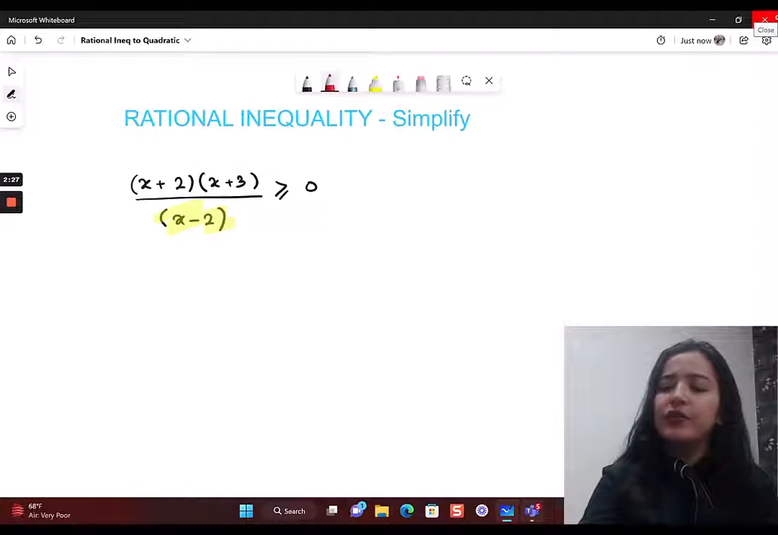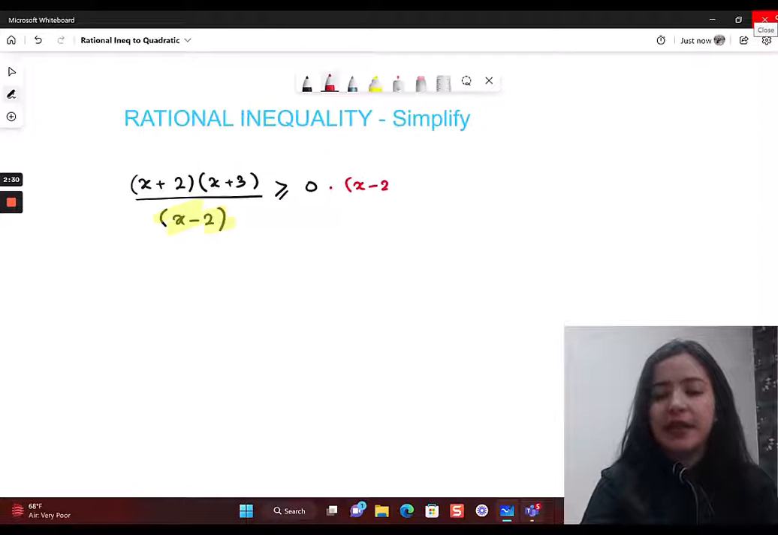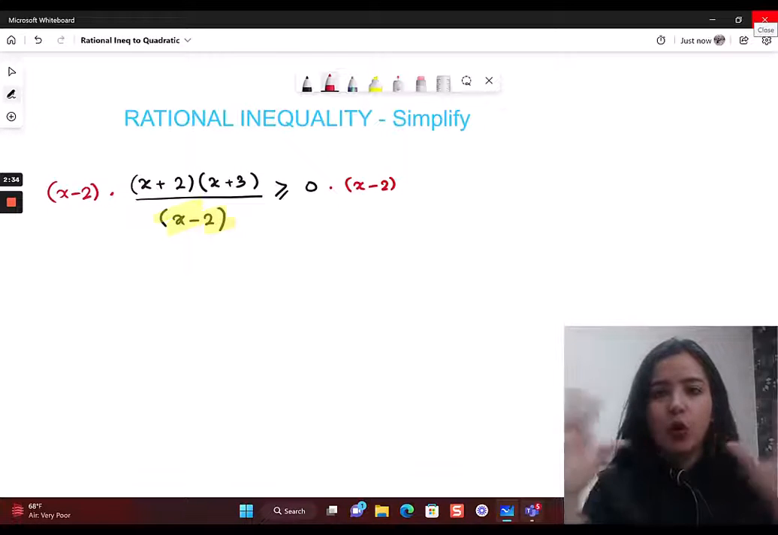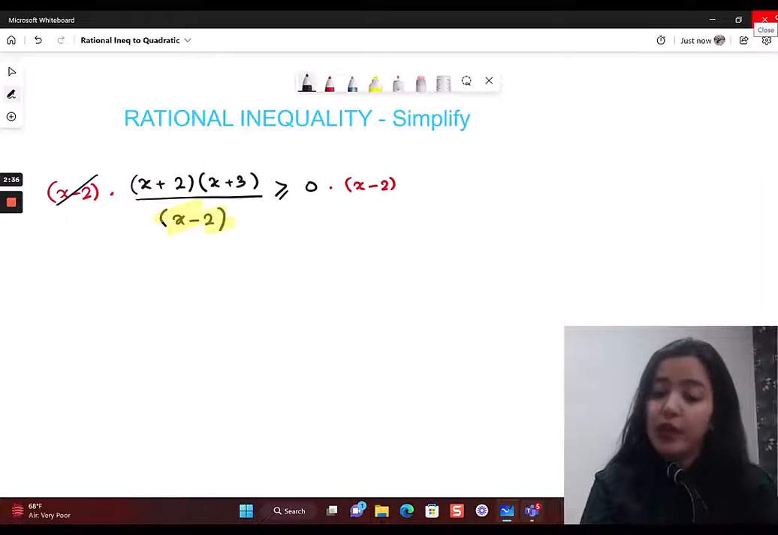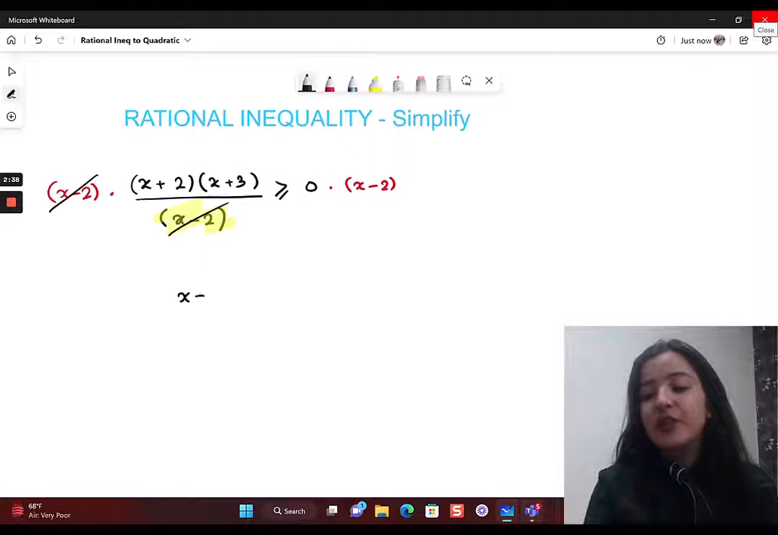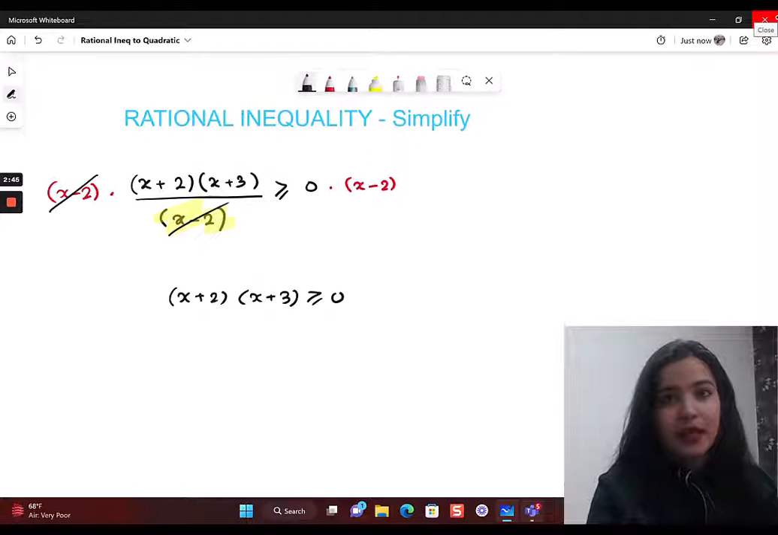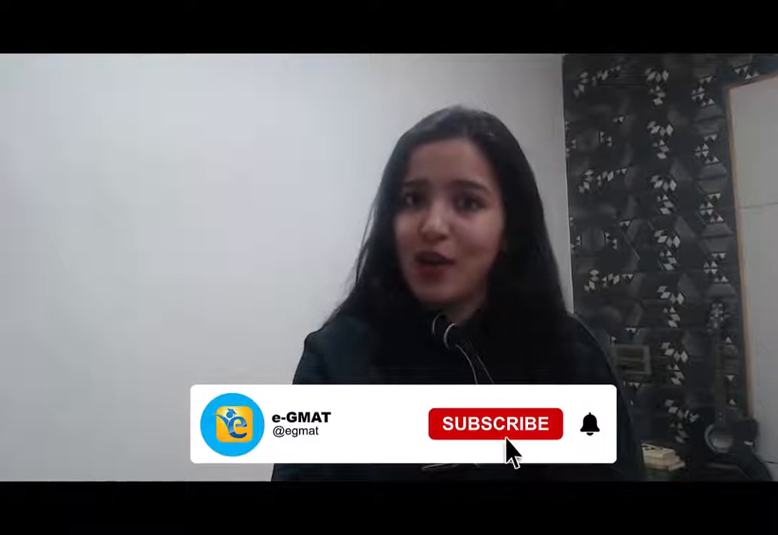So that on the right side you have 0 times x minus 2, and on this entire left side you just multiply this whole thing by x minus 2 so that this gets cancelled to leave you with a much simpler inequality, which is this. Is this what you did? If yes, you're wrong and you're not alone. It's a very common mistake.